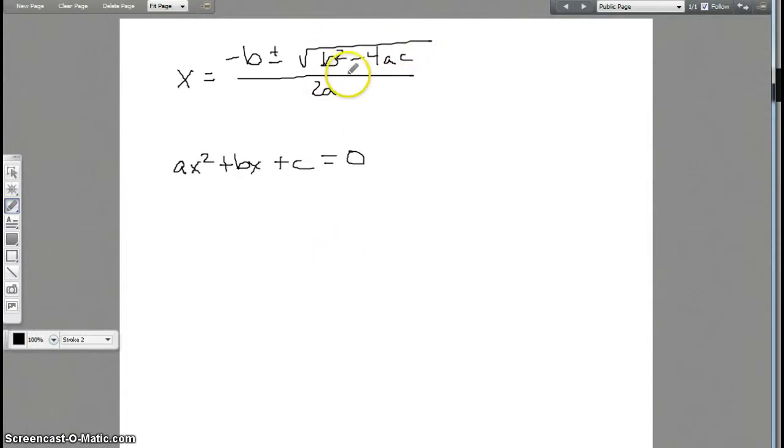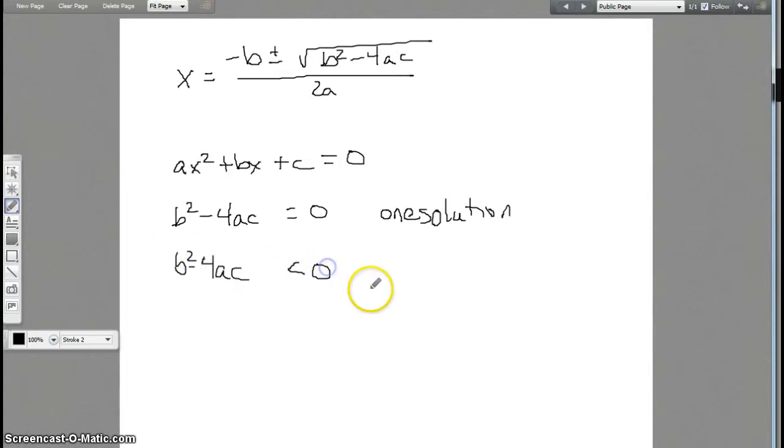This value here underneath the square root is called the discriminant. That is b squared minus 4ac. That particular value is called the discriminant. And based on what that discriminant is, we can determine how many solutions our equation is going to have. If b squared minus 4ac is equal to 0, then there is one solution. If b squared minus 4ac is less than 0, we have no solutions.